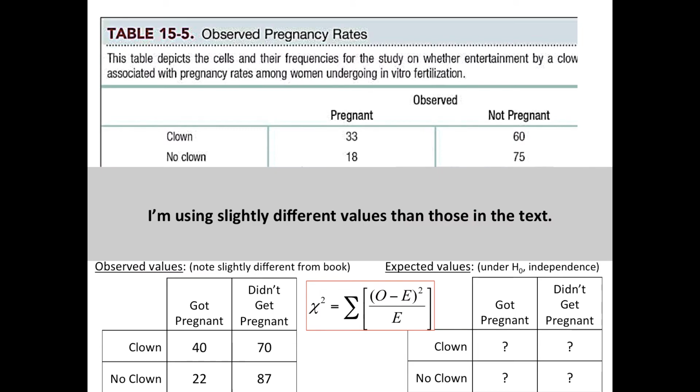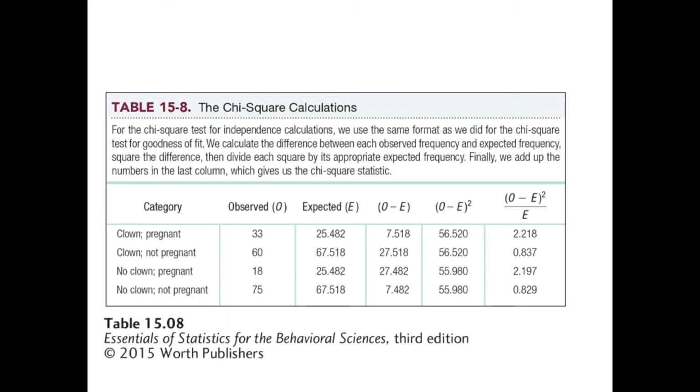But first, let me just briefly tell you, I'm using slightly different values than the ones in the text. These, in this table up top, are the values that the textbook gives you for this example problem, but I found it to be kind of confusing because the clown versus no clown categories ended up with the same number of observations. They both had 93 women, and I think that's right. It's just harder to follow the math and be 100% sure about what's going on. So I'm going to use slightly different values than those in the text, but the outcomes are the same.